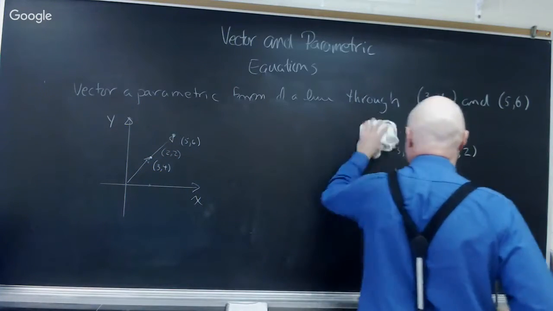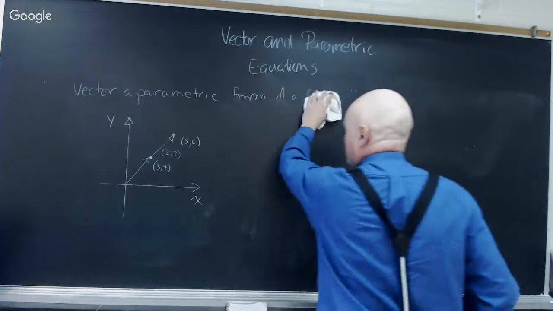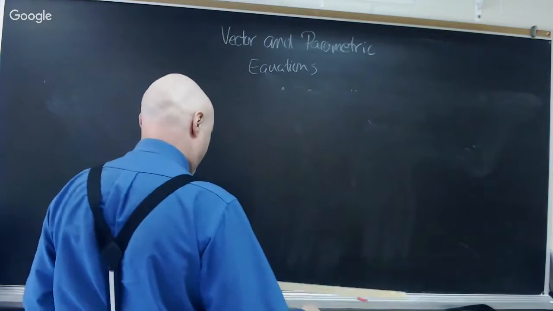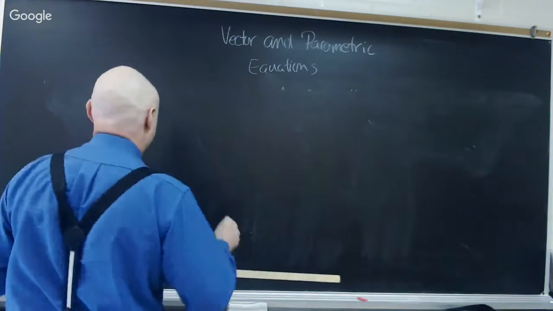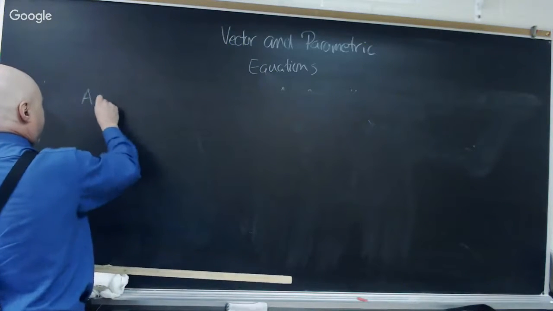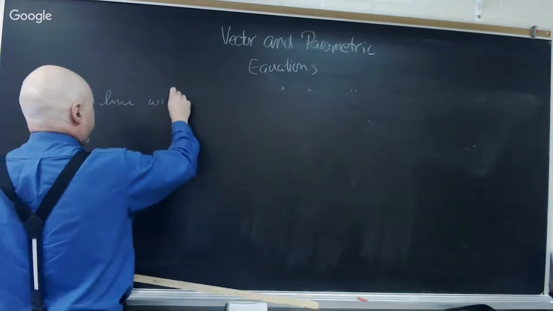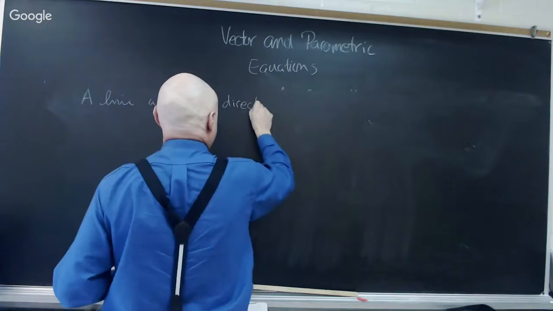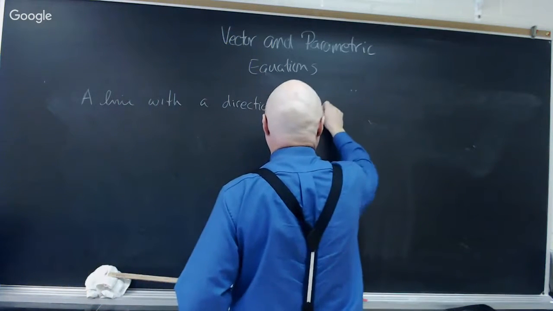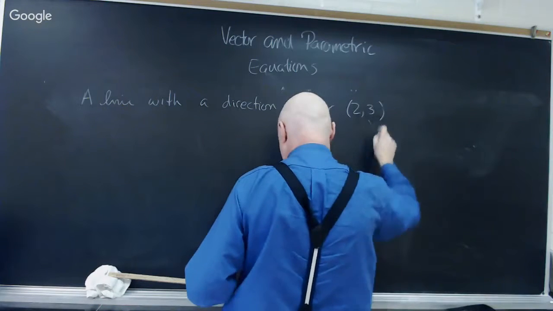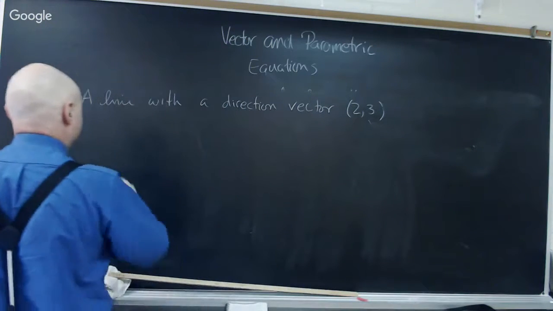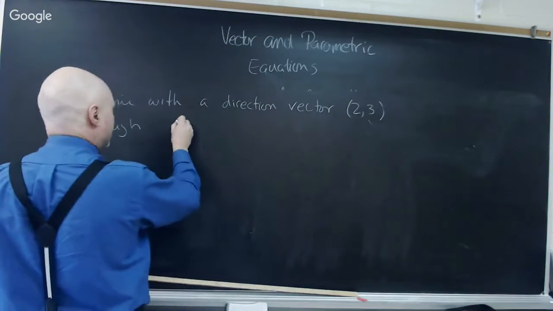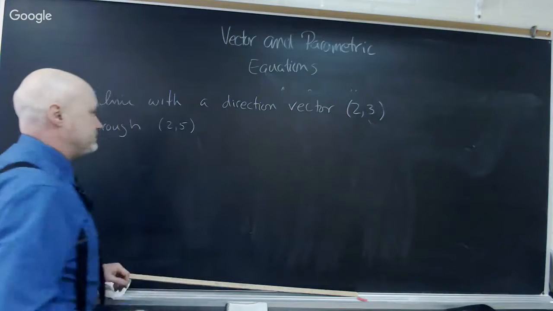So this one, we'll take it back to the good old y equals mx plus b form. Okay, give the equation of a line with a direction vector 2, 3. And so I'm explicitly saying what the direction vector is. And it goes through 2 and 5.